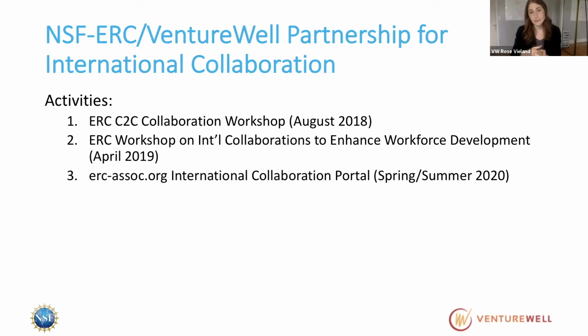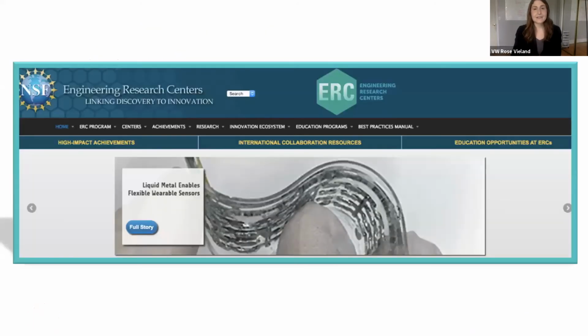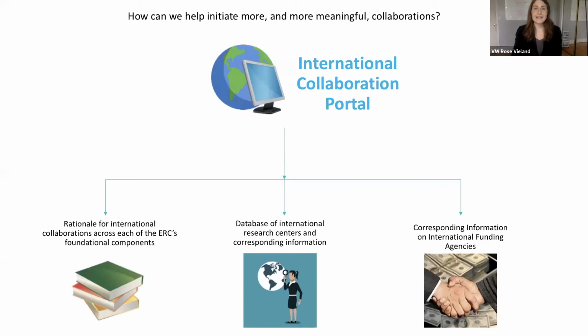in the in-person workshops. And we're really thrilled that each of you are able to join us today to be the first group to get a peek at this portal. The portal will be accessible through the ercassoc.org website and is featured here in the top navigation bar. The International Collaboration Portal consists of three primary components, which we'll also refer to as resources.